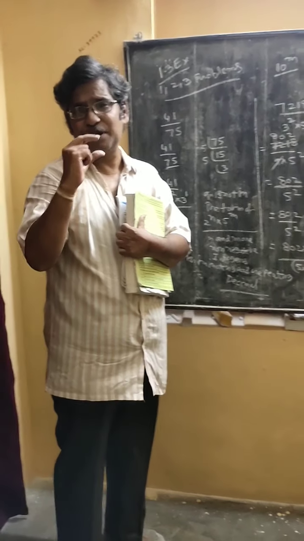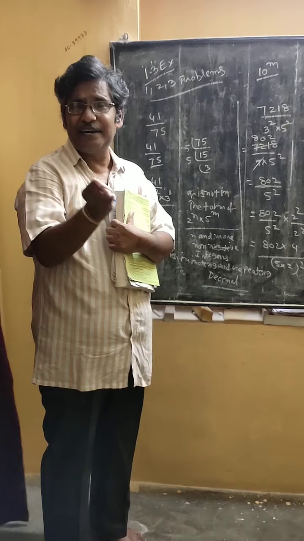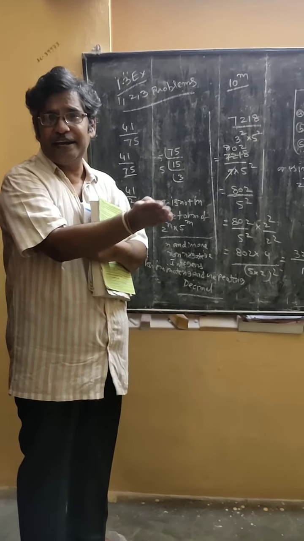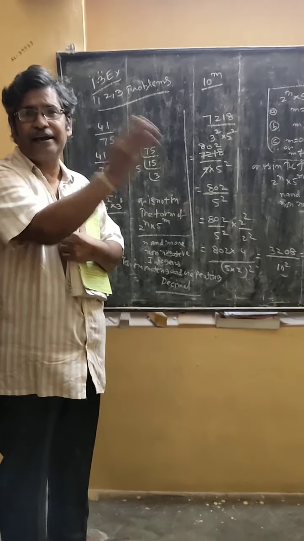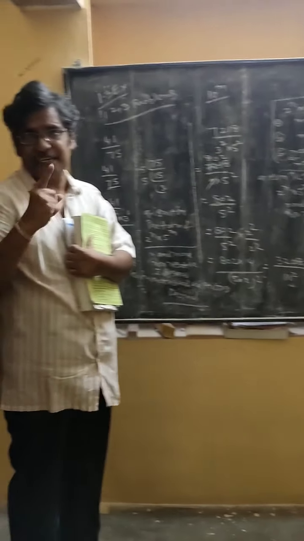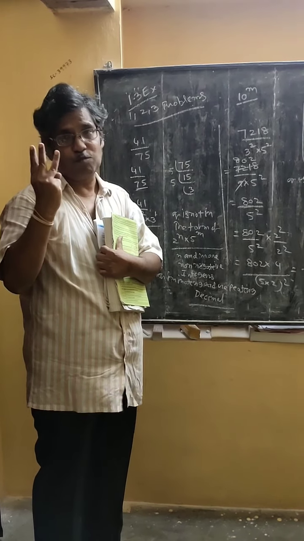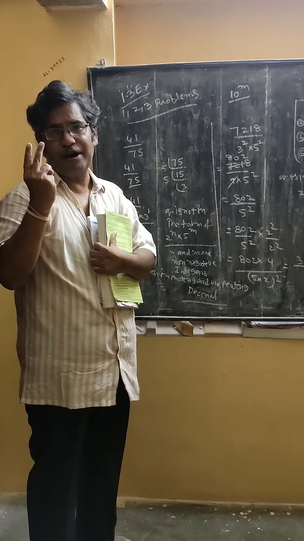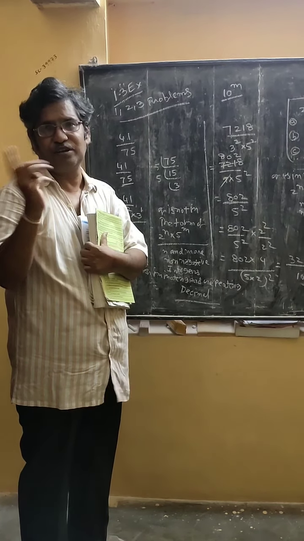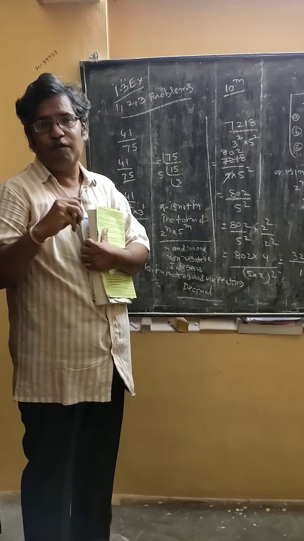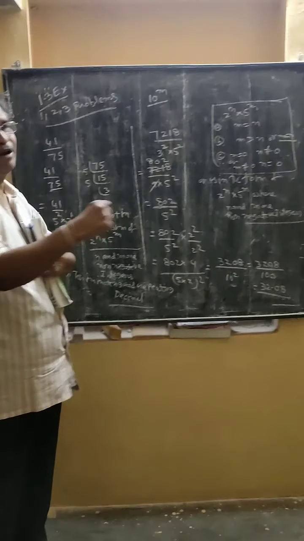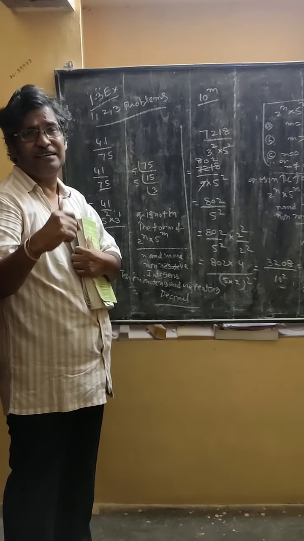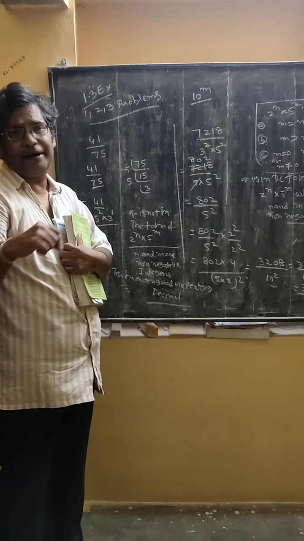So rational numbers p by q: one is a terminating decimal and one is a non-terminating and repeating decimal, or recurring decimal. In connection with this, we have 3 theorems: 1.3, 1.4, 1.5. 1.4 is the converse of 1.3. 1.5 is a theorem in connection with non-terminating and repeating decimals.